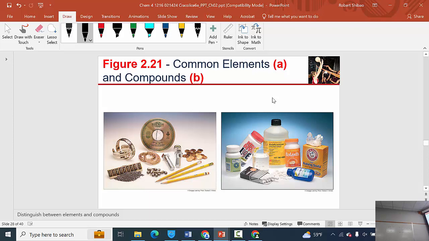Here, these are all elements. Over here we have compounds. Chalk is mostly calcium carbonate. What other elements? Drain cleaner. Drain cleaner is mostly sodium hydroxide. We have baking soda, sodium bicarbonate. This is quartz, silicon dioxide. I don't know what these are. Rolaids is antacids. I don't think Rolaids are pure. They might be pure.